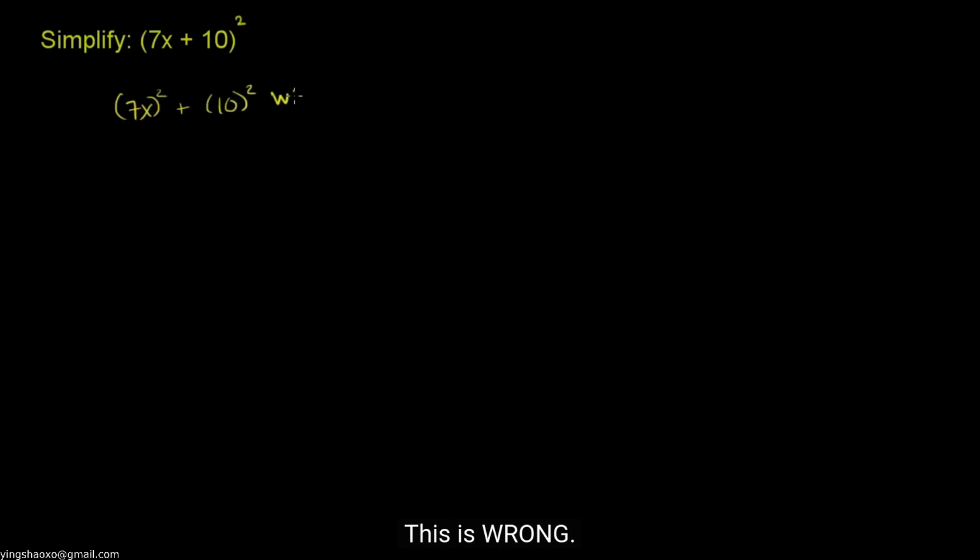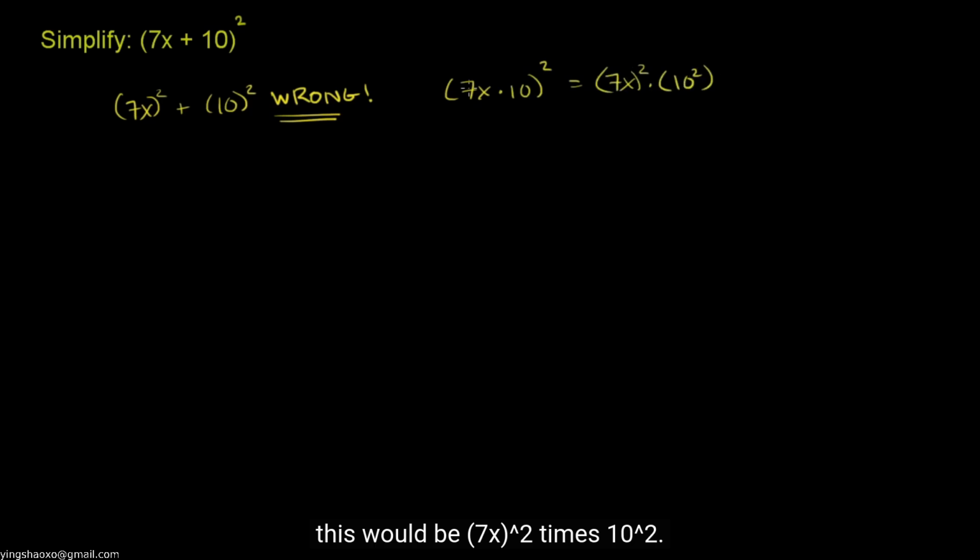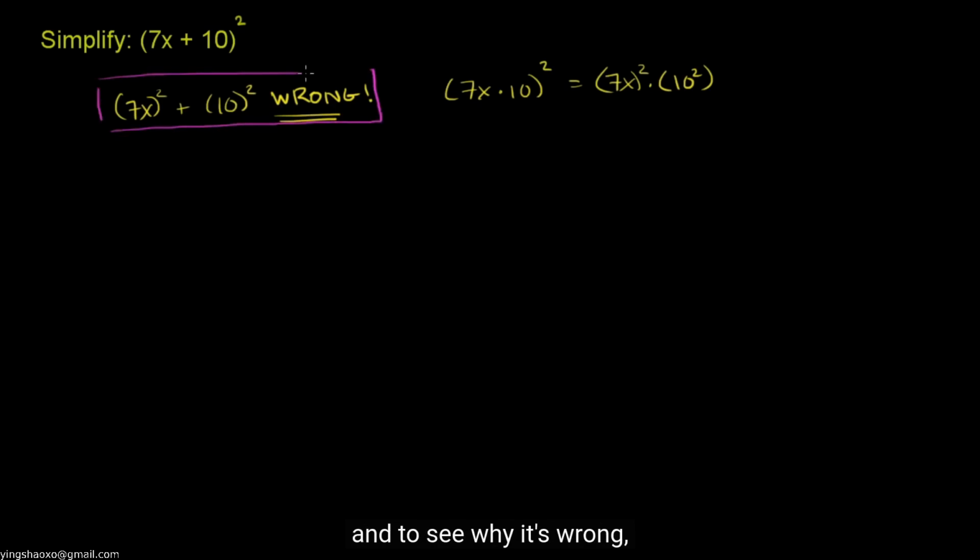This is wrong. And I'll write it in caps. This is wrong. What your brain is doing is thinking, oh, if I had 7x times 10 and I squared that, this would be 7x squared times 10 squared. We aren't multiplying here. We're adding 7x to 10. So you can't just square each of these terms. I just wanted to highlight this is completely wrong.